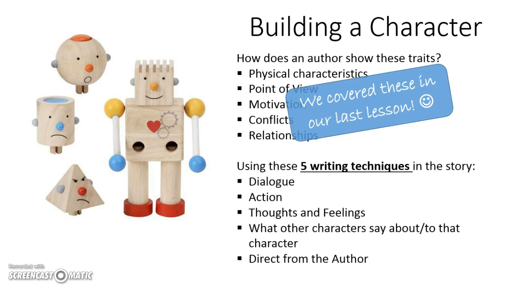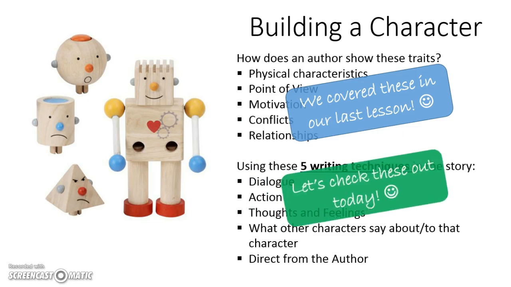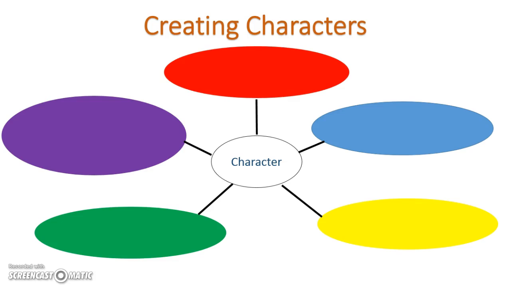Today we are actually going to be discussing writing techniques that an author uses when writing a story. So we will look at 5 new techniques today. So let's get started. There are 2 different kinds of techniques that an author uses when creating characters in a story. The first is called direct characterization, and this is when an author tells you directly about the characters.